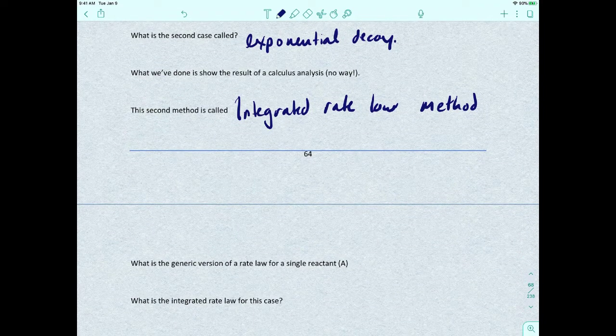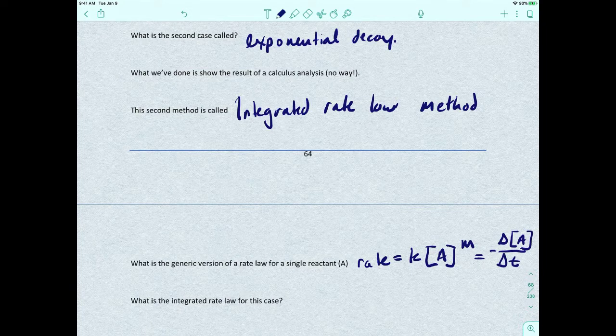So if we have a generic equation for a rate law with a single reactant, the rate would be equal to the rate constant k times the concentration of A raised to the power of m. And this would be equal to the negative change in the concentration of A divided by the change in time. Now, to make things a little bit easier this time around, I'm going to assume that m is 1, that this is first order.